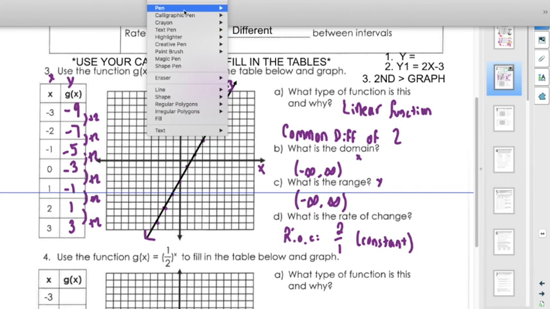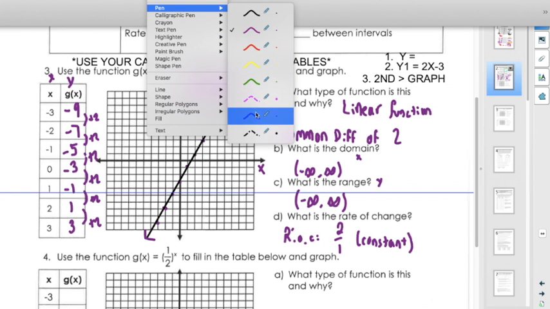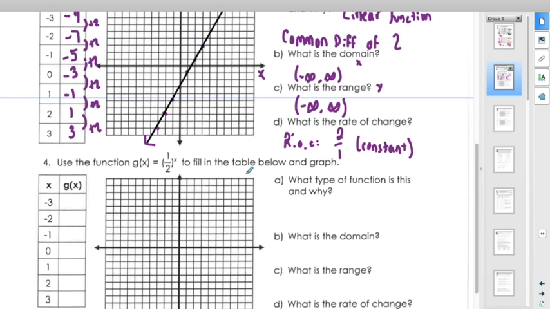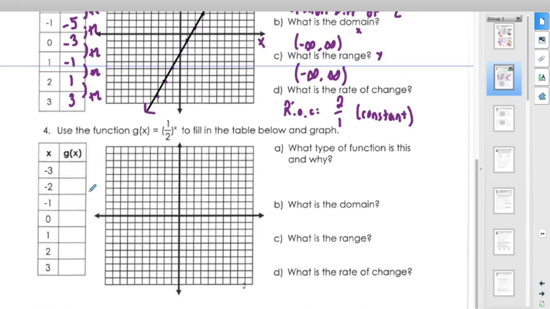Okay? All right, last one. Try to make this quick. Use the function g of x equals 1/2 x to fill in the table below and graph. Okay, so again, let's go to y equals, right, and fill in our table of values. So we got to clear y1 and put in 1/2 to the x power. So go ahead and do that. Pause the video if you need to. I'm going to start filling in the table.